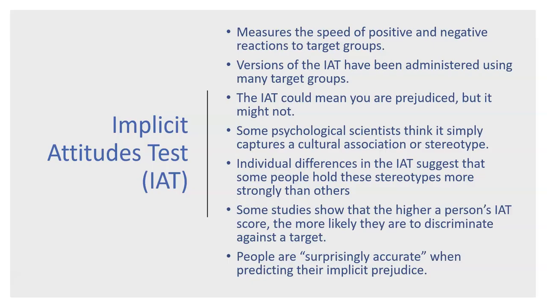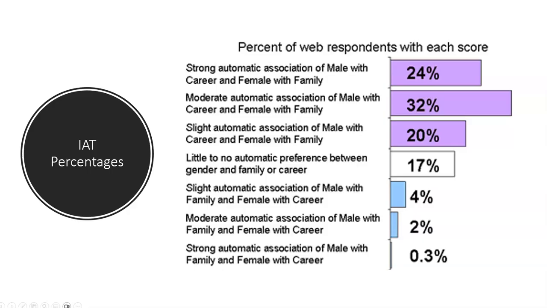Actually, when people are asked to say, where are your strongest implicit biases, many people are aware. They can be very accurate when they're asked to predict what kind of implicit prejudices they have. That's not always the case, but it can occur. Now, going back to this middle bullet point here, some psychological scientists think it simply captures cultural associations or stereotypes. Let's talk about that a little more.